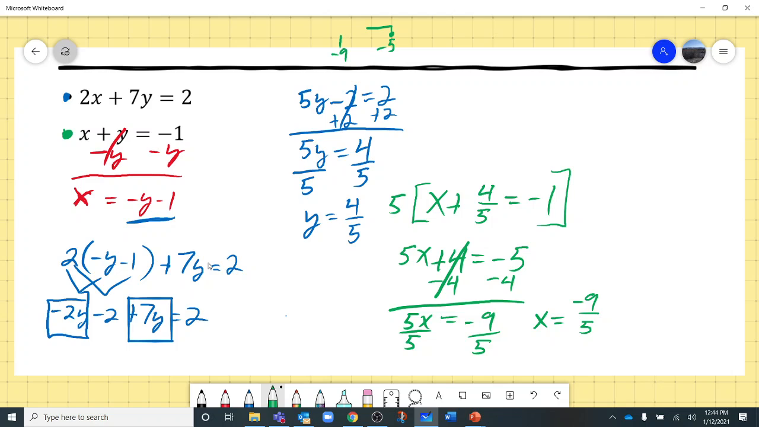We could also make this negative 1 and 4/5, which is negative 1.8. And then our y value, if we wanted that as a decimal, it would be 0.8. Okay, so our ordered pair, let's just leave it in fraction form. Negative 9/5 and 4/5. Remember, our x value always has to come first. Our y value comes second. If you want this in decimal form, it's negative 1.8, 0.8.